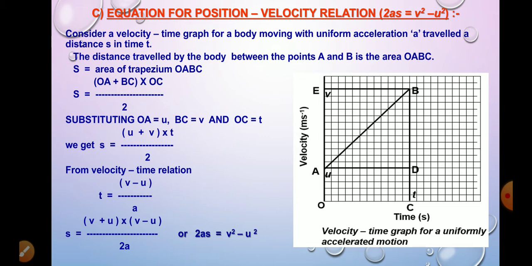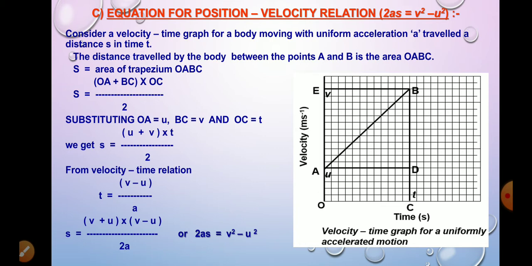These equations are called kinematic equations, because they relate the motion of an object. This is used to find the motion and position of an object. So these are the three sets of equations: V is equal to U plus AT, S is equal to UT plus half AT square, and 2AS is equal to V square minus U square.